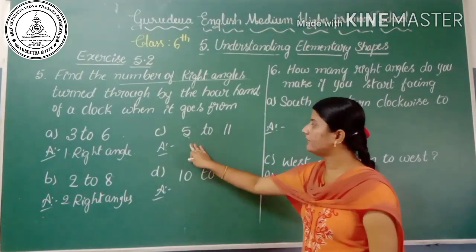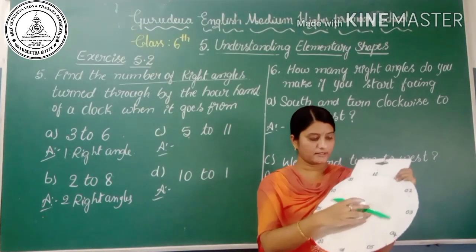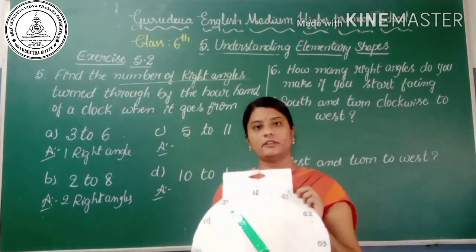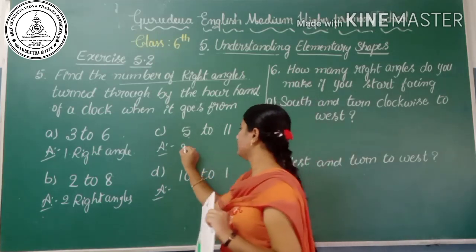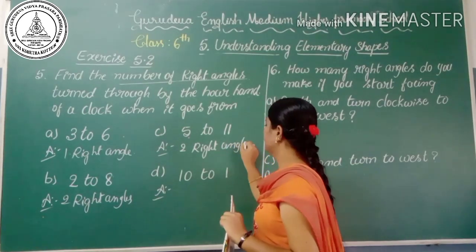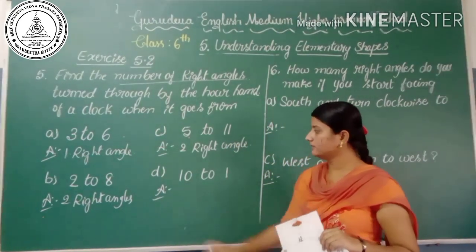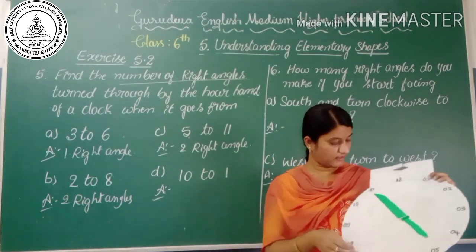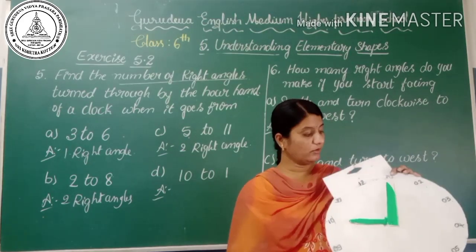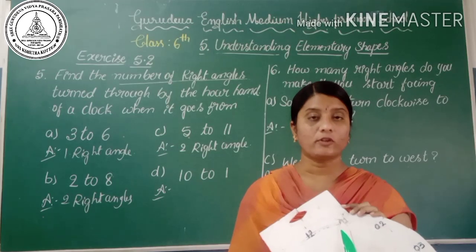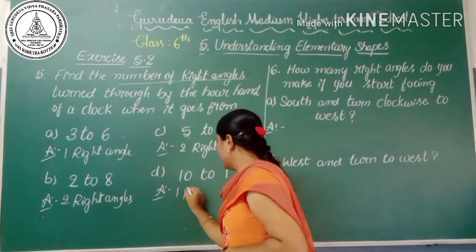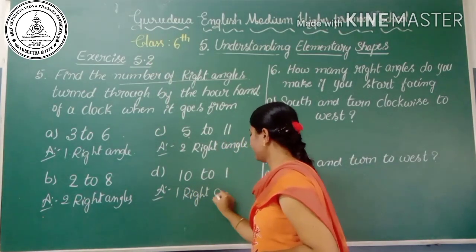Then the third one is 5 to 11. Here there is a 5. So 5 to 11 is also a straight angle. So it takes two right angle turns. Then the fourth one is 10 to 1. Here there is a 10 to 1. So 10 to 1 is a 1/4 of a revolution. So it takes one right angle turn.